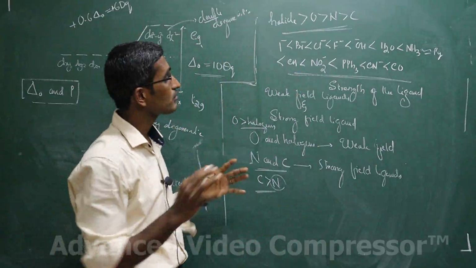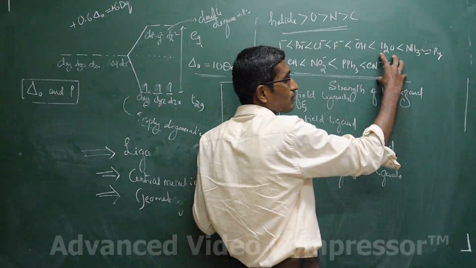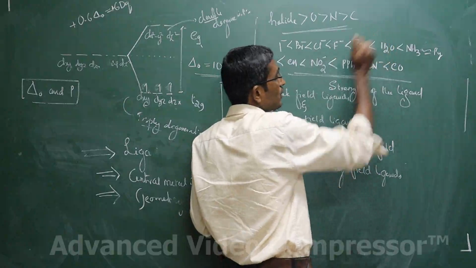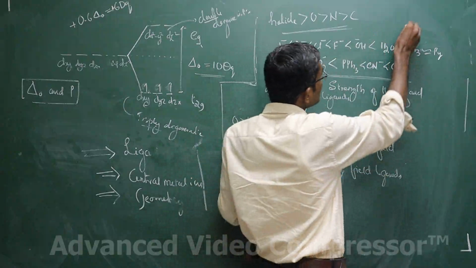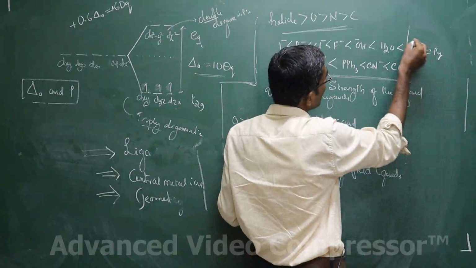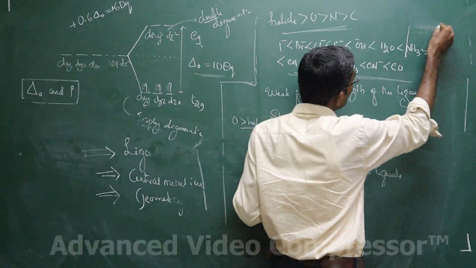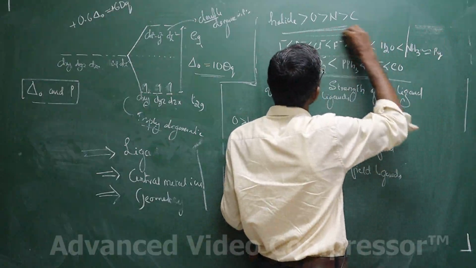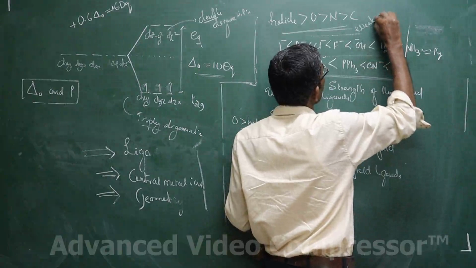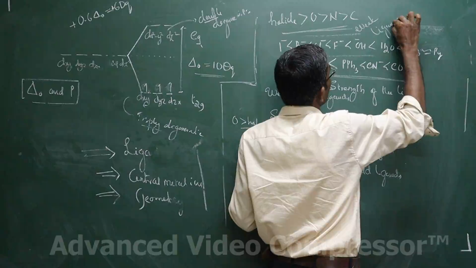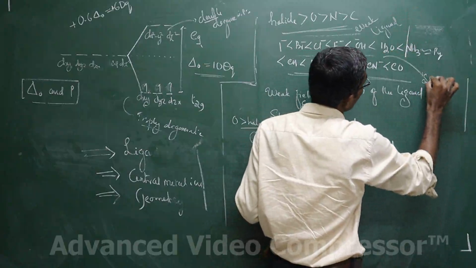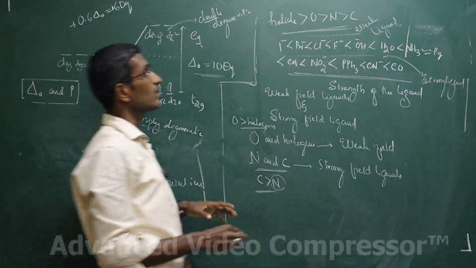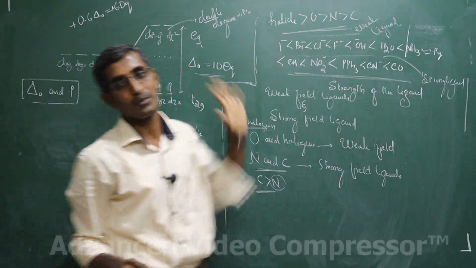In general, you should have a rough idea. These are strong ligands for you. Here nitrogen is the binding atom, not oxygen. If oxygen is the binding atom, then it goes here. From here onwards, we have strong ligands. I can divide the spectrochemical series into two parts. This part is our weak ligand part, and this part is our strong ligand part. Very clear?